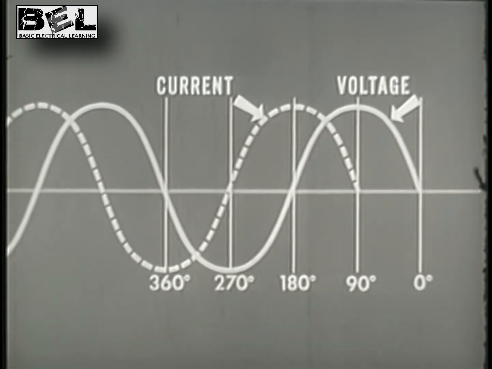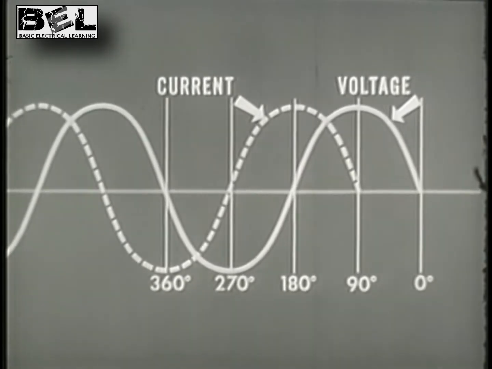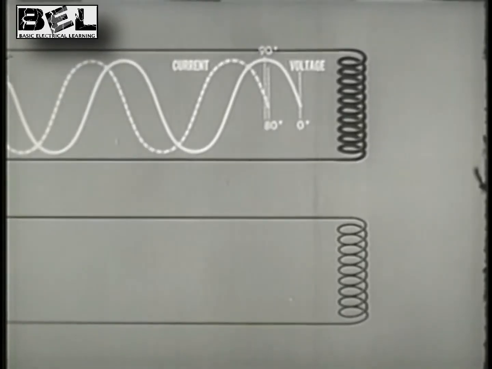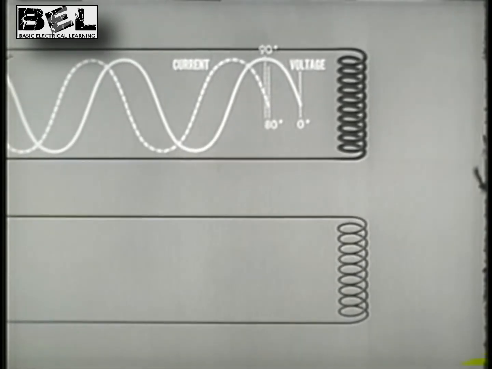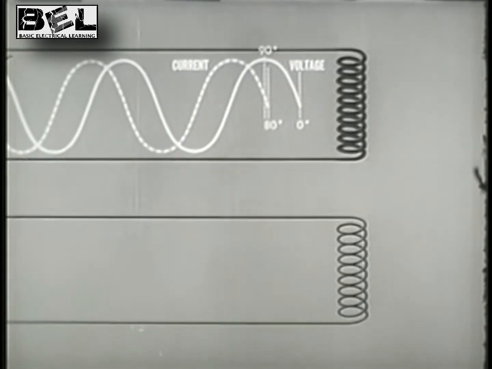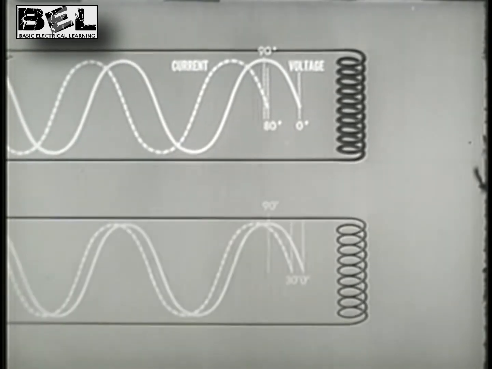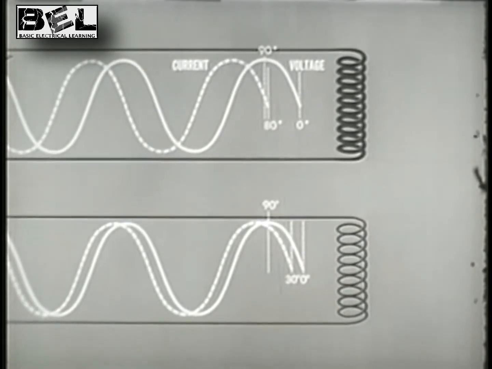In any pure inductance, current lags behind voltage by 90 degrees. But since the heavy winding is not a pure inductance, but a large inductance, the current will lag the voltage in this winding by less than 90 degrees, say 80 degrees. The greater resistance of the starter winding, because of its smaller diameter, causes the current to lag the voltage by much less than 90 degrees, say 30 degrees.